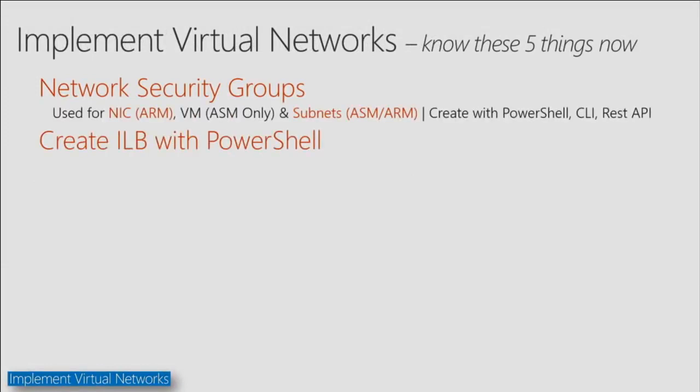Network security groups. Important note: you can put them on a network interface card or a subnet in ARM. You can put them directly onto a VM if it was an ASM VM. That was the only way you could use NSGs in ASM originally. Create them with PowerShell, interface, and CLI as well.